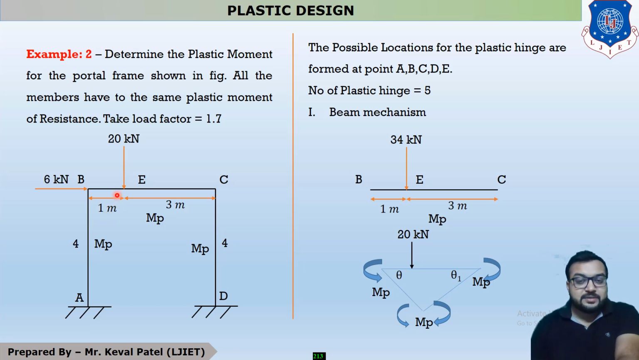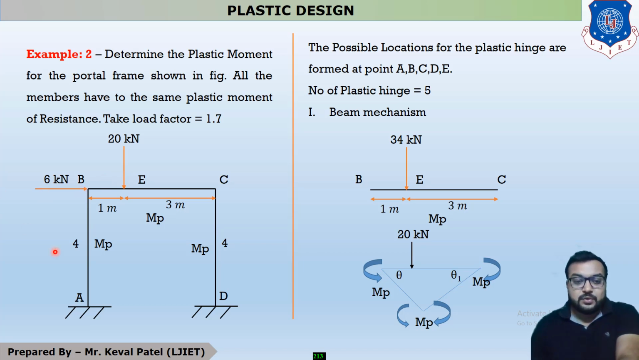It is clearly mentioned that the load factor is equal to 1.7. It means in this example the given load is the working load. In this figure it is also mentioned that one horizontal load having a value of 6 kilonewton is acting at the junction point. So this example is somewhat a revision of example number 1.